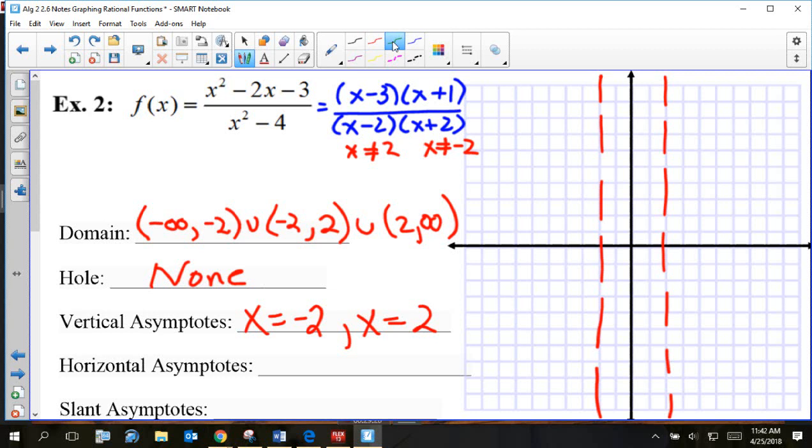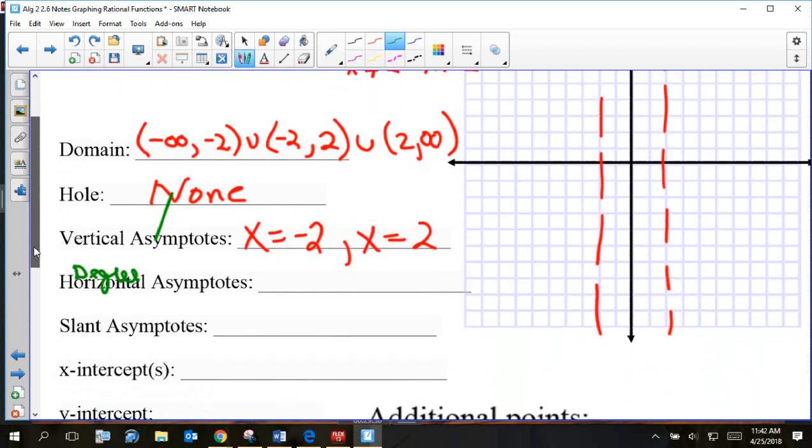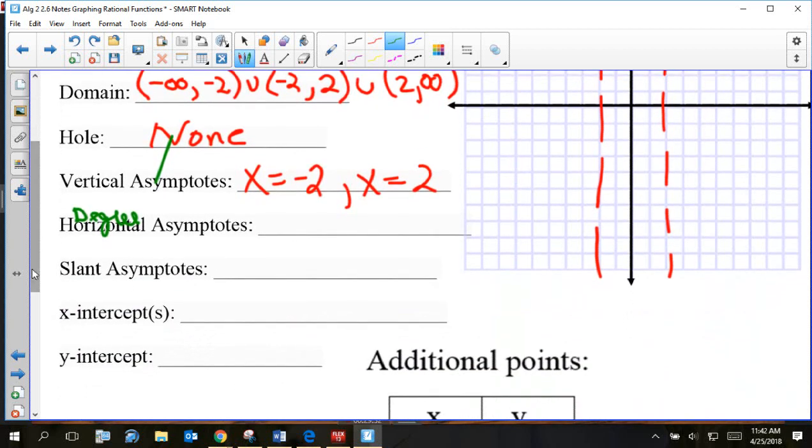That is where we have to look at the degree. So the degree of the top, 2. The degree of the bottom, 2. So how do we do it when the degrees are equal? Yes. So we'll do y equals 1. So are there slant asymptotes if there's a horizontal? No.